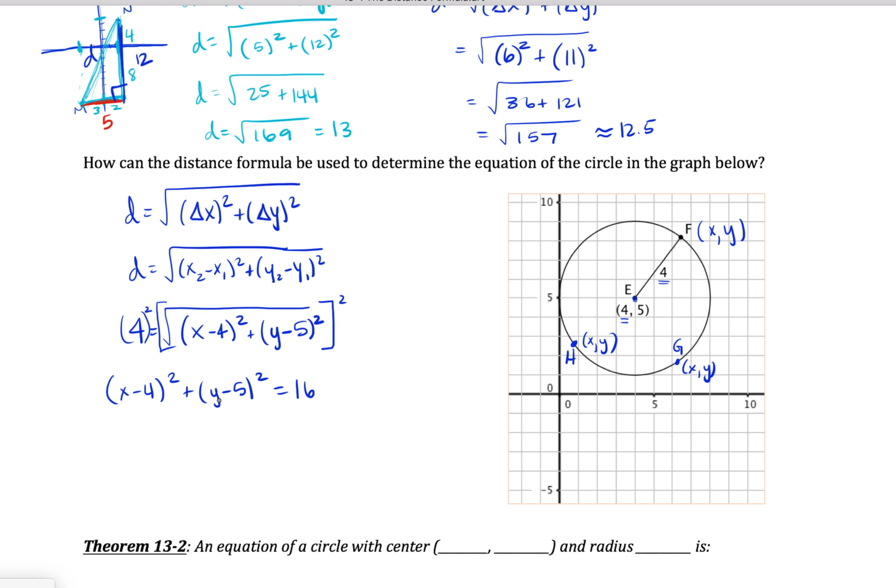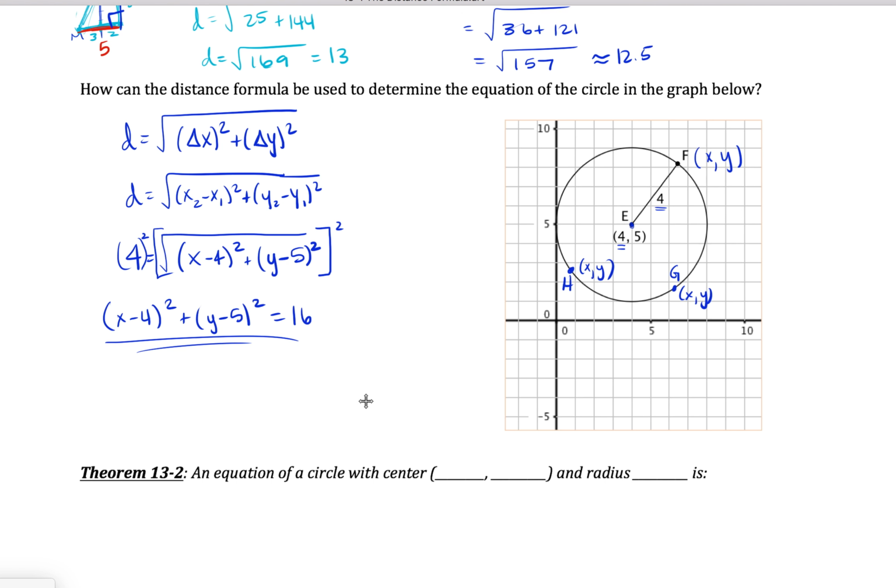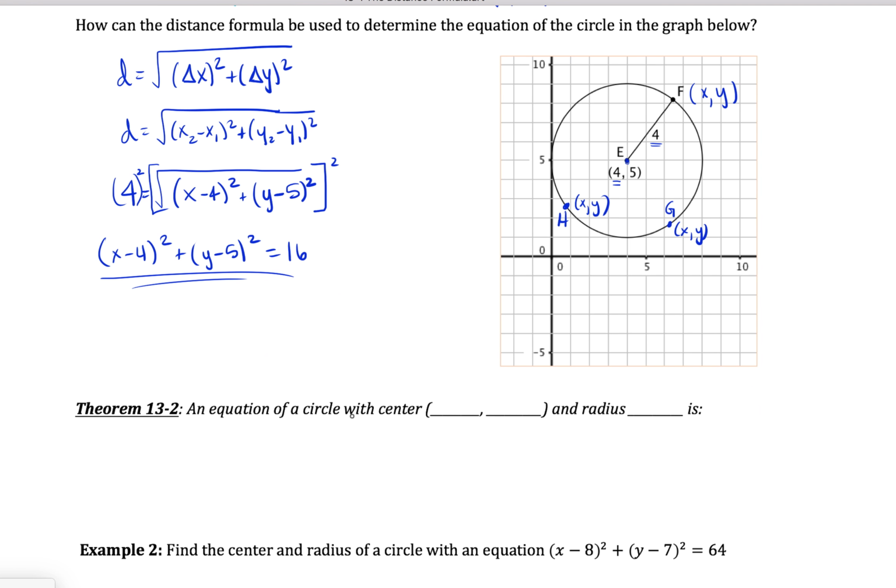So this looks a little bit nicer than what I had before. And this right here would be an equation that describes all the points that are on this circle, all the points that are 4 units away from a point (4, 5). So all these points fit into this equation right here. So that takes us to theorem 13-2.